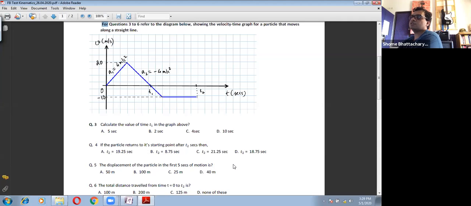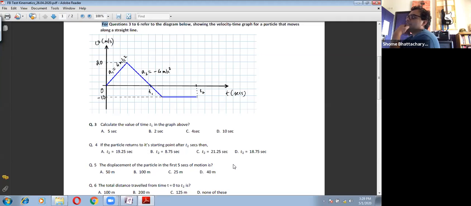We'll just use the fact that v is equal to u plus at for the first part, where a1 is plus 4. And then again v is equal to u plus at for the second part, but there is a deceleration from 20 to 0, and the rate of deceleration is 4. So again that will give us that time, and we'll add the two times, and that will be 5 plus 5, which comes out to 10 seconds, which is T1. Now the very interesting thing, we have to find the time T2, given that it returns to its starting point at T2.